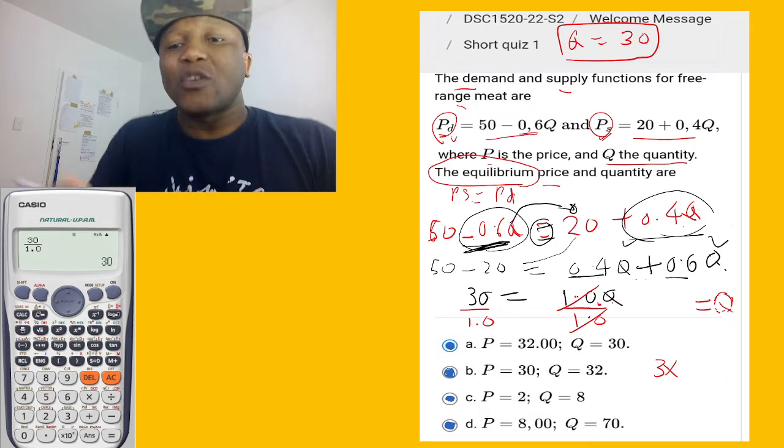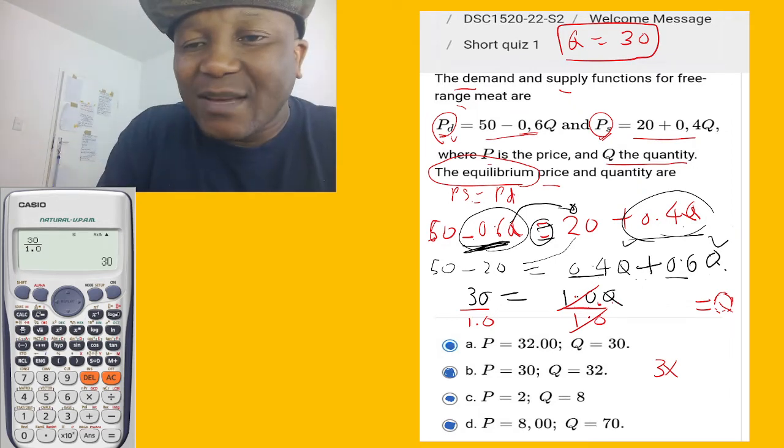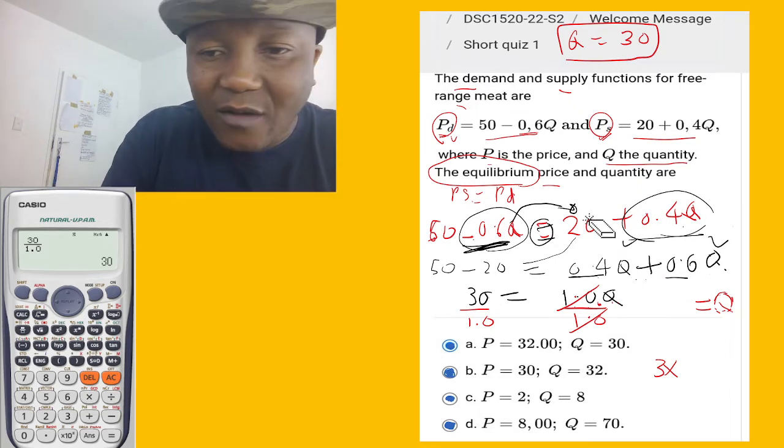So we want to get P. So if you want to get P, you can either substitute. Okay, let me just erase some here so we can have some space.